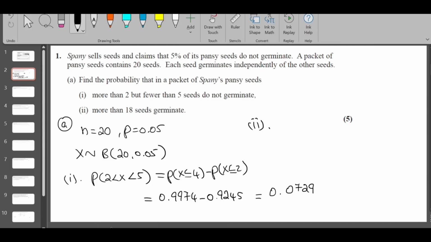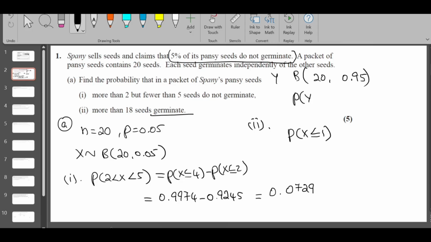Now in part ii, it says more than 18 seeds germinate. If more than 18 out of 20 germinate, for example 19, then there is only one seed that does not germinate. So we need to find P of X is less than or equal to 1. You can do one more thing: take the probability of success as 0.95, because 5% of them do not germinate. So 0.95 is the probability that the seeds do germinate, on 20, and you can find P of Y. You can calculate this also.